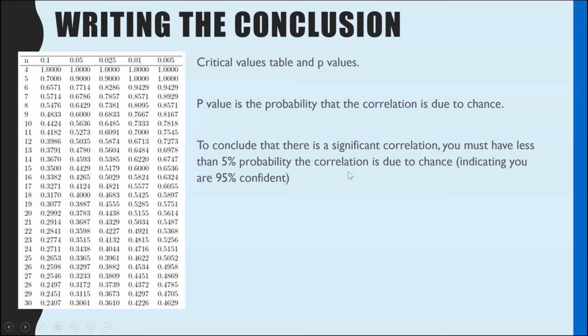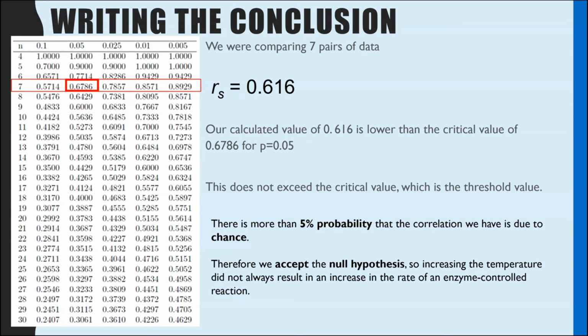Or in other words, that means you can be 95% confident it's not due to chance, and therefore it's significant. I'm going to go through that with the results that we have, and hopefully it'll be a bit clearer. So our rs value, that was our calculated value. In this example, our rs value is 0.617.